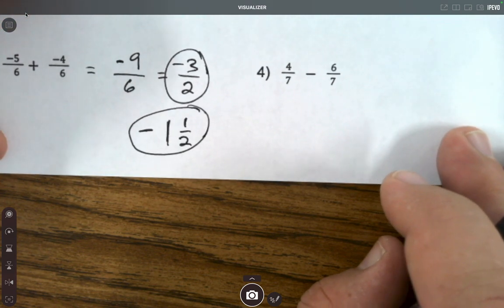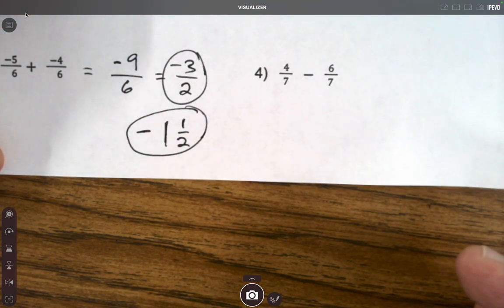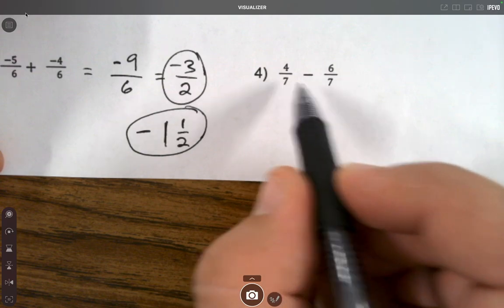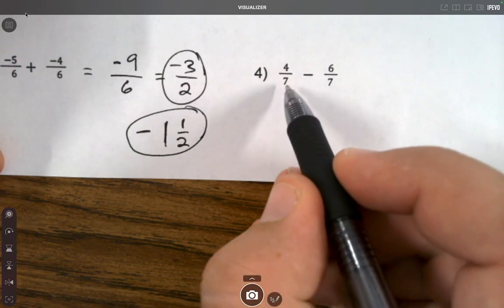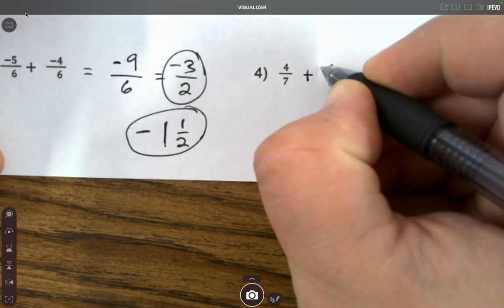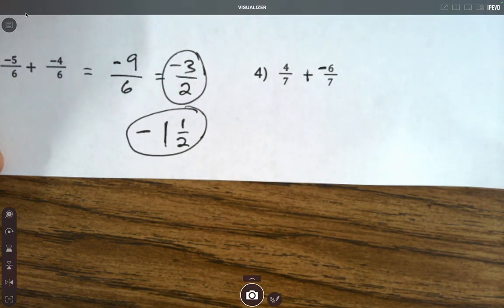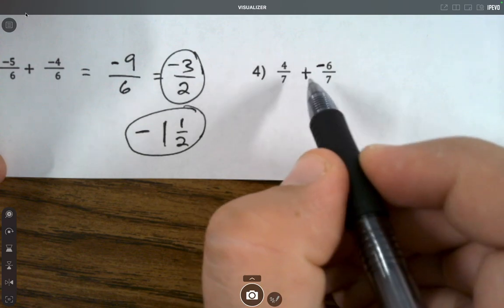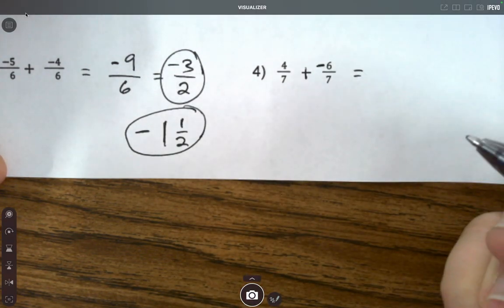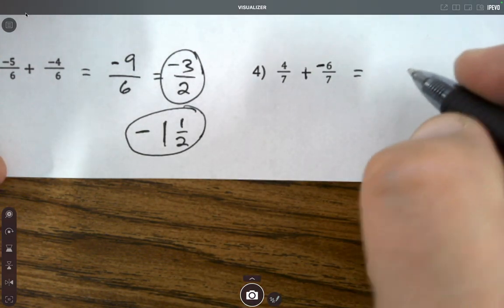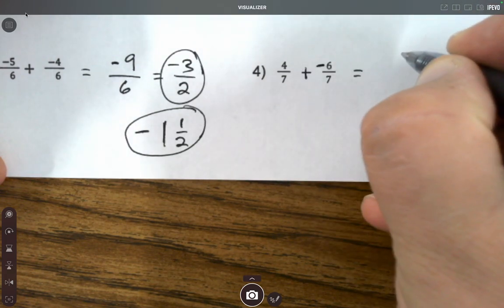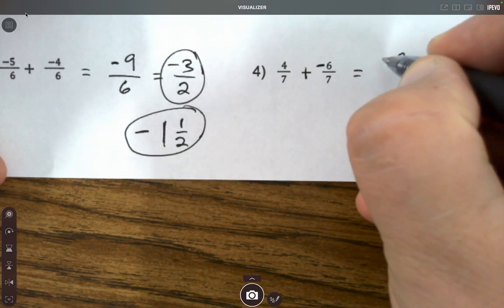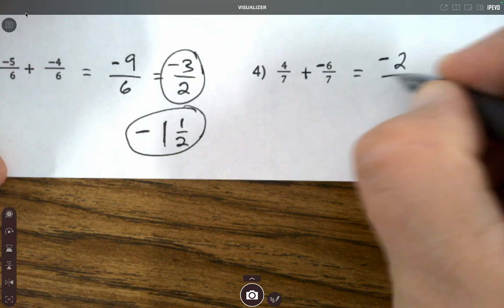Okay, number 4, same denominator. And this is our first subtraction problem, so we've got to do keep, change, change. So 4 plus 6, I have a positive plus a negative. So the rule when I'm adding different signs is to subtract the two numbers, 6 minus 4, keep the sign of the bigger number, which is the 6, so it's negative 2 over 7.